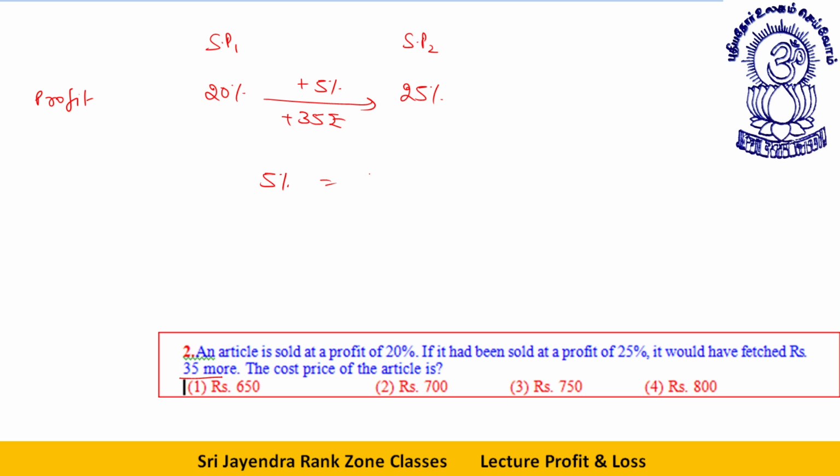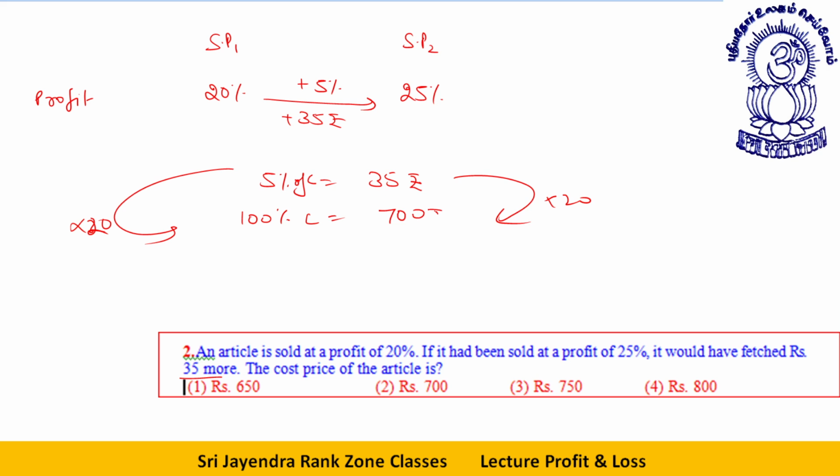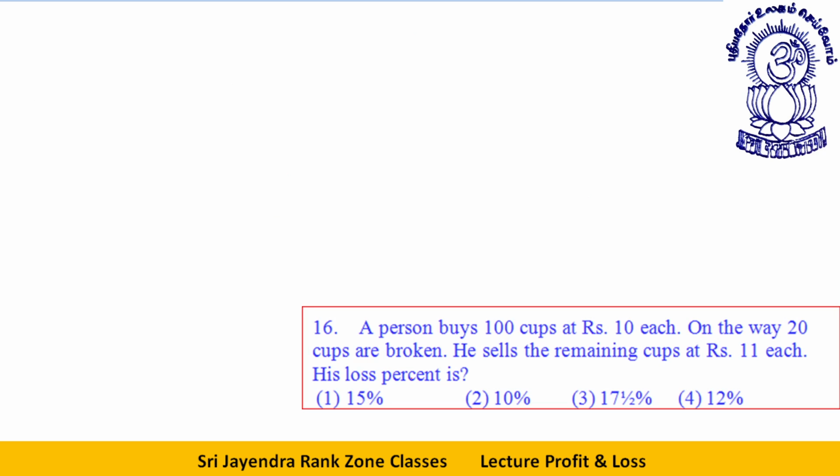So means this 5% is equal to 35 rupees, or 5% of the cost price is equal to 35 rupees. So you multiply this by 20. So that will be 100% of cost. That will be equal to 35 into 20. That is 700 rupees very easily. This second option is your answer. These type of questions are very easy, and I will take them at a quick pace.